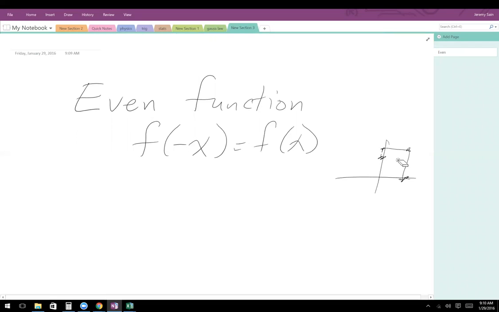But yeah, let's erase that picture. And then, so cosine is even. And so secant is as well because it's just 1 over cosine.